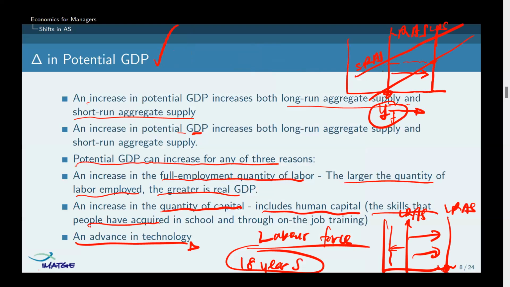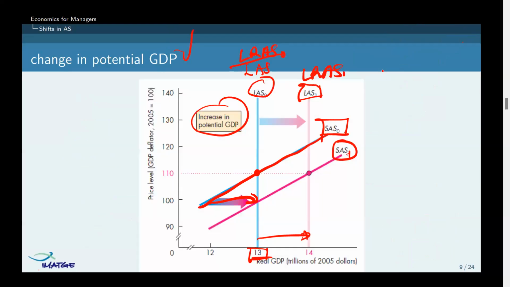This takes us back to this slide, whereby I was saying that an increase in potential GDP increases both the long run aggregate supply curve and short run aggregate supply curve. This is a repetition of the same point, right? So potential GDP can increase for any of the three reasons. One, full employment quantity of labor increases. We talked of an increase in the labor force in the economy. It increases the potential of this economy to produce from 13 trillion to 14 trillion in the long run.